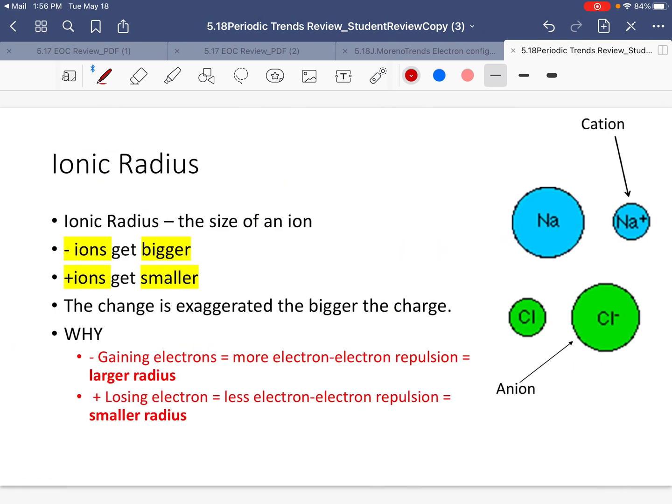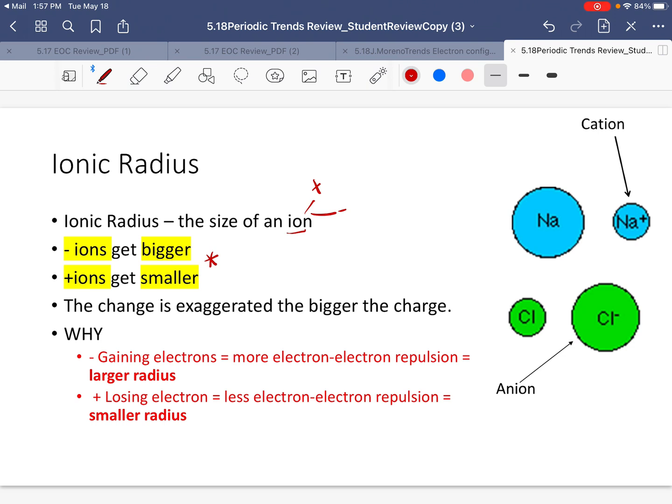Then you have ionic radius, guys. The ionic radius is the size of an ion. If you remember, an ion has a positive or a negative charge. Negative ions are bigger. Positive ions are smaller. That is the key understanding here. Your positive ions lost electrons, while your negative ions gained electrons. So they have more electrons, but they have less protons in the center pulling it in, right? So this ends up leading to a larger ion. So gaining electrons, more electron-electron repulsion, they're going against each other, so it's a bigger setup.